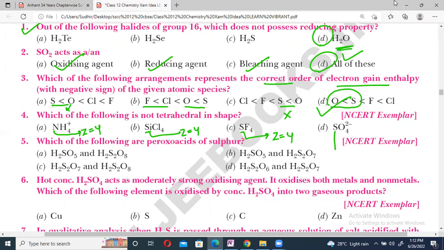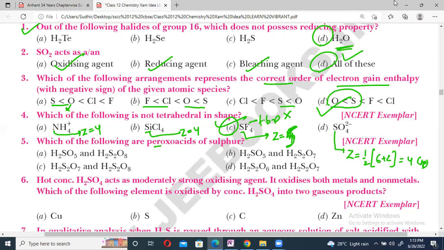But here, if you want to find Z, beta, it is equal to 1 by 2, 6 plus 2, 8. 8 by 2, 4. It is also sp3, but it is not in tetrahedral shape, beta. Sorry, beta, Z value is 5 for here. SF4, you know, TBP geometry we saw already. Answer is C.